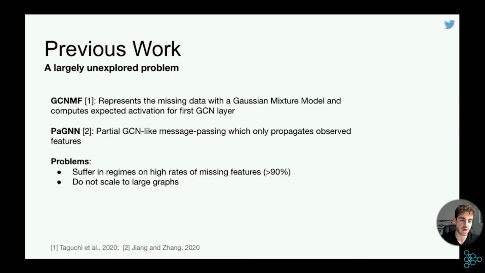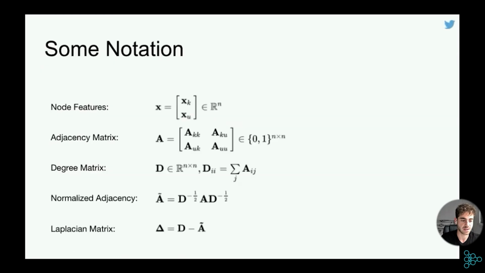The problem with these two methods is that they suffer a lot in regimes of high rates of missing features. So when we have more than 90% of missing features, they really degrade substantially. In general, we'll see the experiments later, but when you have only 20, 30, 40% of missing features, it doesn't really matter what method you use. But when you go to higher rates, it matters drastically. And that is where our method really shines. And also, they don't really scale to large graphs, which is something we were also very interested in, and we will show how our method does that.